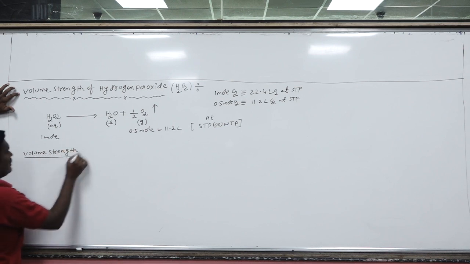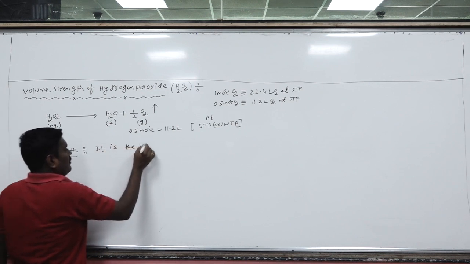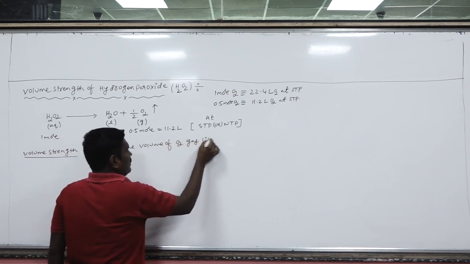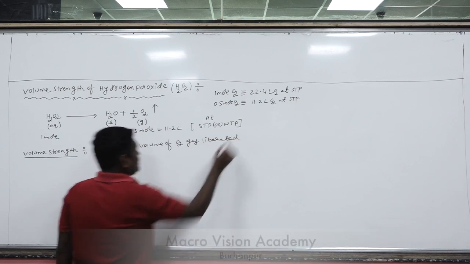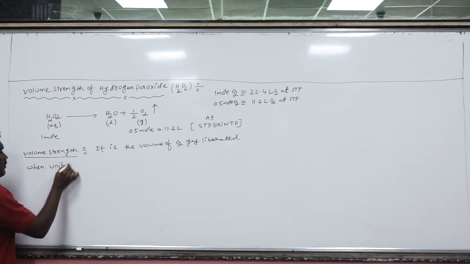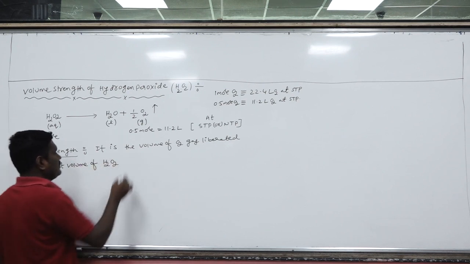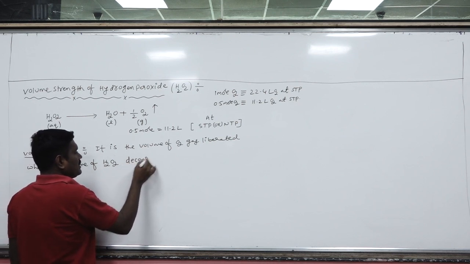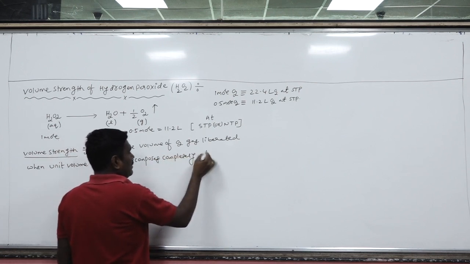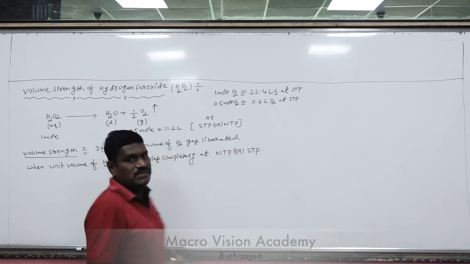Volume strength is the volume of oxygen gas liberated when unit volume of hydrogen peroxide decomposes completely at NTP or STP. What is the volume strength of hydrogen peroxide?